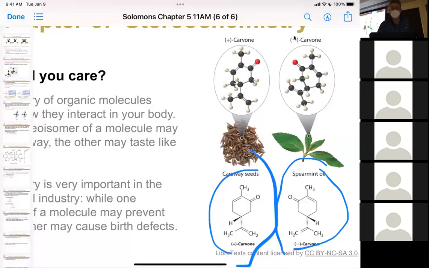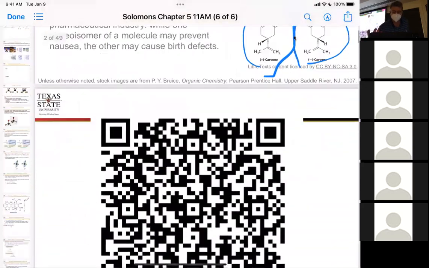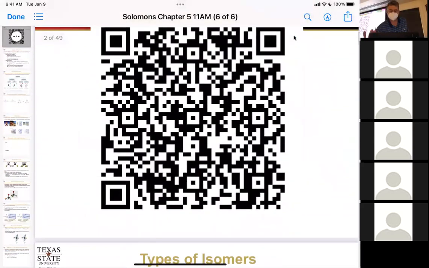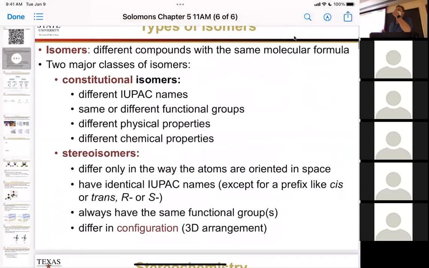Okay, so how do we do that? Oh, we already did that. So the first thing we need to do is talk about different types of isomers. Obviously, we have constitutional isomers, and we know that those are easy to tell apart because number one, they have different names, they can have different functional groups, they typically have different physical properties and or chemical properties.